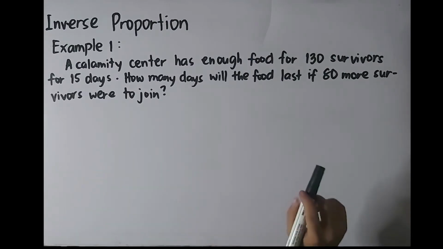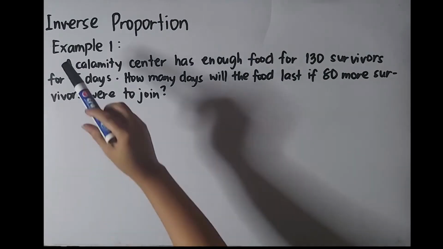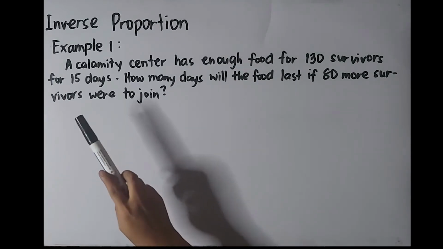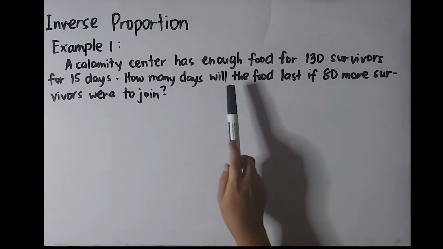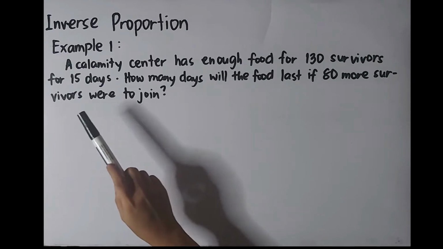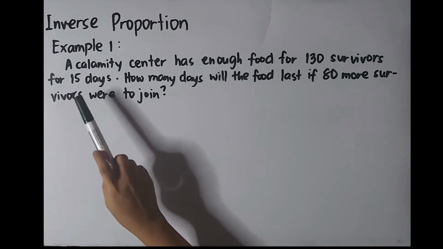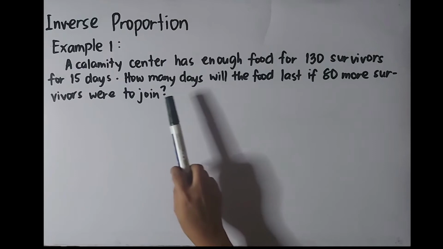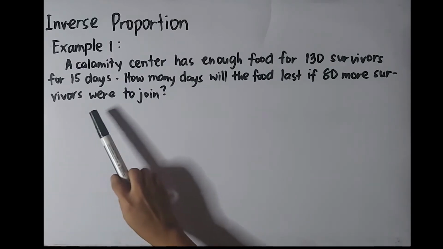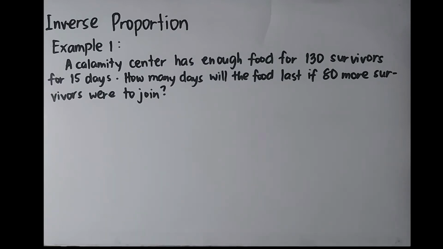So let's now move to solving problems involving inverse proportion. For this first example problem, we have a calamity center that has enough food for 130 survivors that will last for 15 days. How many days will the food last if 80 more survivors were to join the calamity center? This sample problem we already encountered in the last lesson.